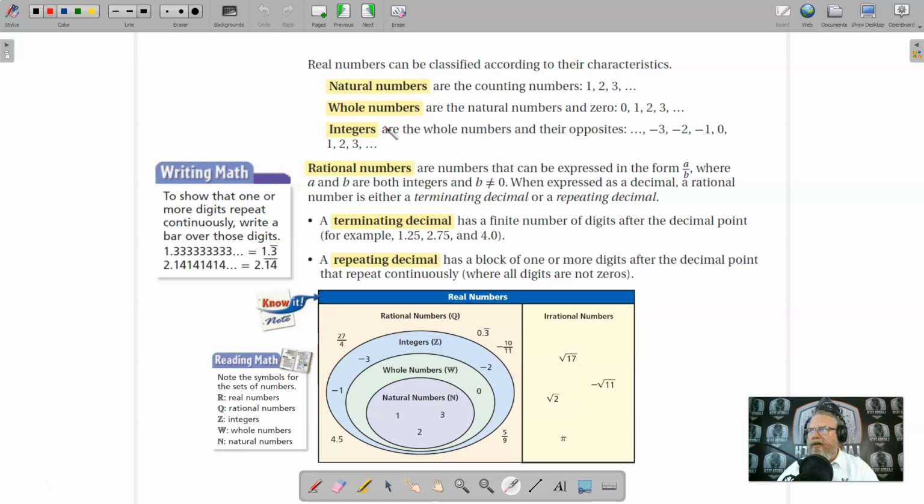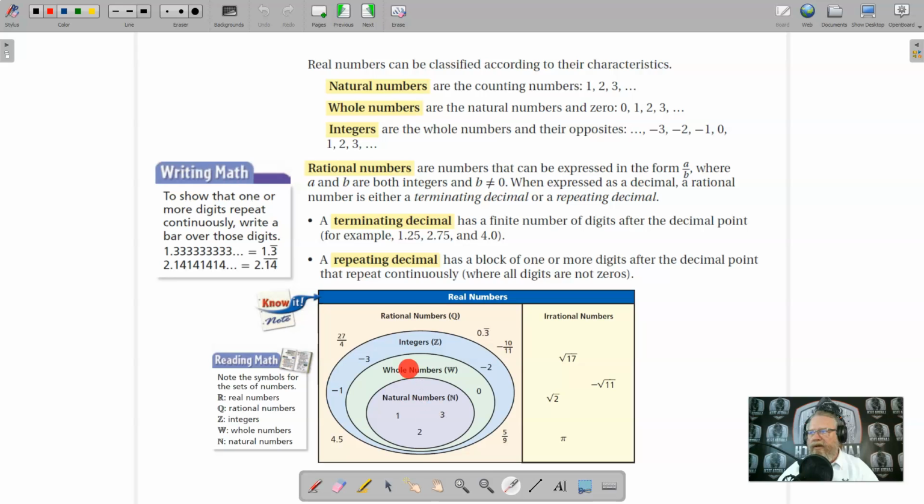Next we get integers. Integers are the whole numbers and their opposites, such as -3, -2, -1, 0, etc., along with 1, 2, 3, 4. So here we have integers where they come in. These are the natural numbers' opposites. Actually, they're the whole numbers' opposites, such as -1, -3, -2. So integers have stuff on the inside.